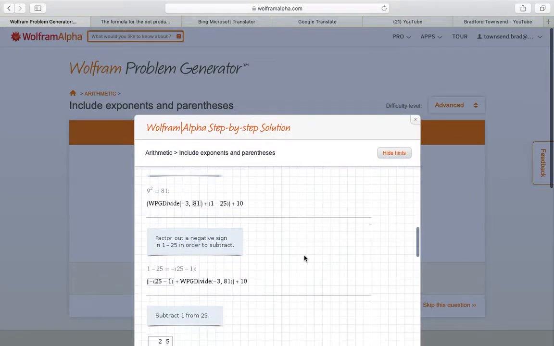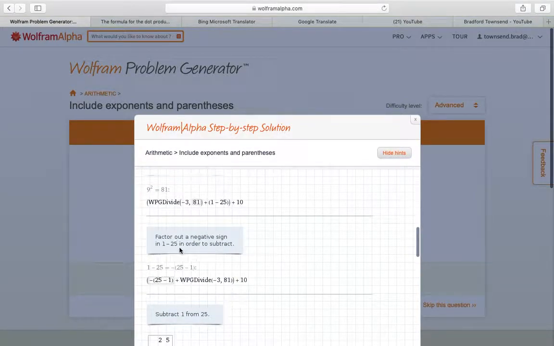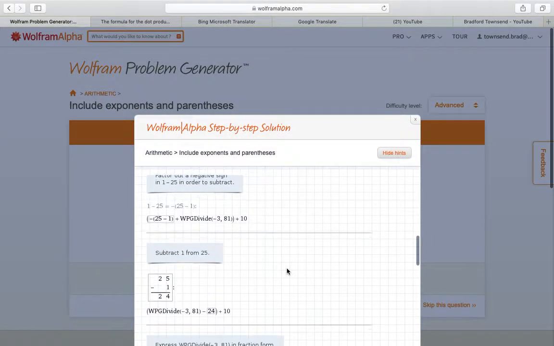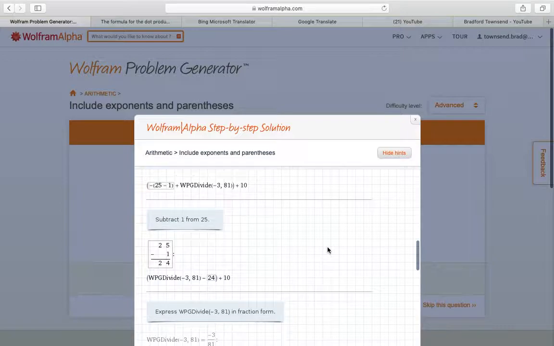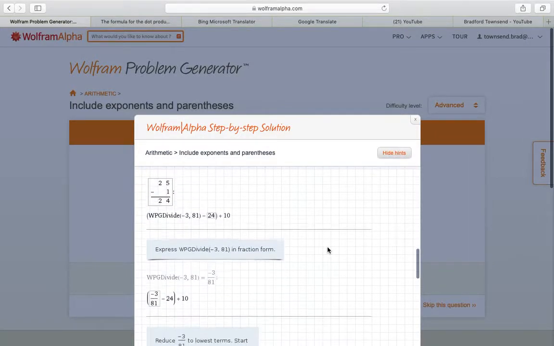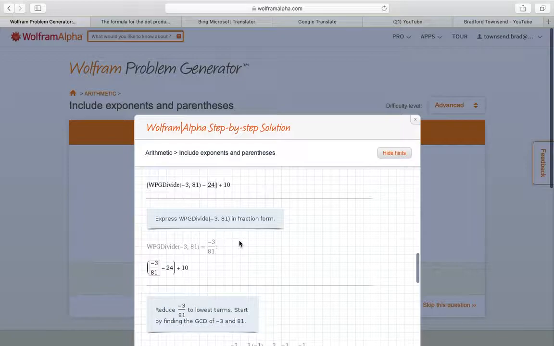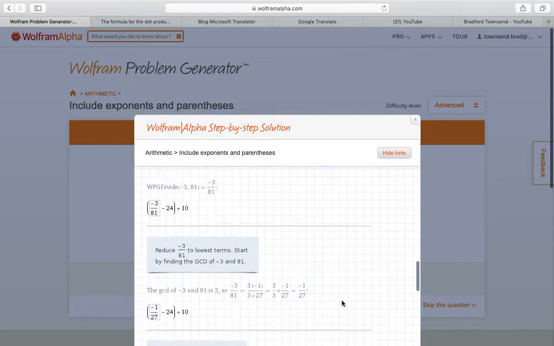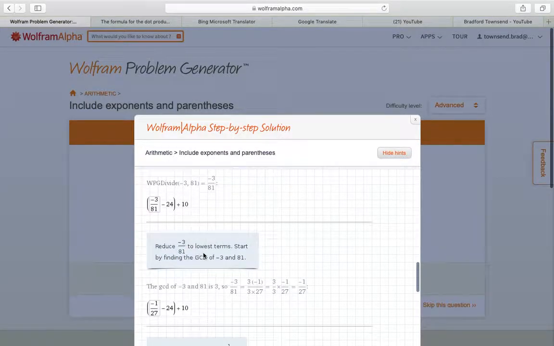Evaluate 9 squared. Factor out a negative sign in 1 minus 25 in order to subtract. Subtract 1 from 25. Express in fraction form. Negative 3 over 81. Shows it here. Here's the negative 3 over 81 minus 24 plus 10. Reduce negative 3 over 81 to lowest terms. Start by finding the greatest common divisor of negative 3 and 81.